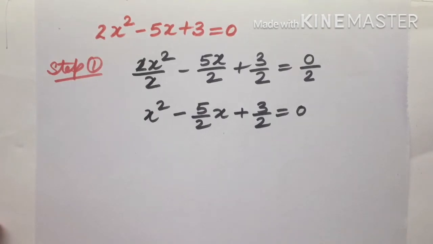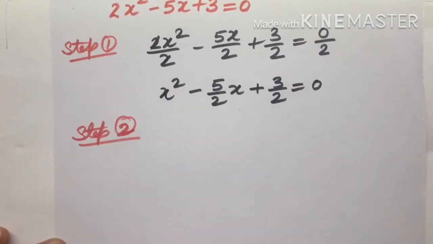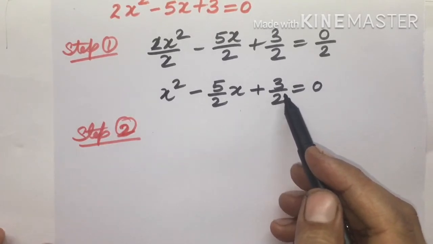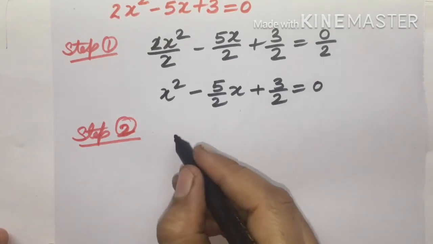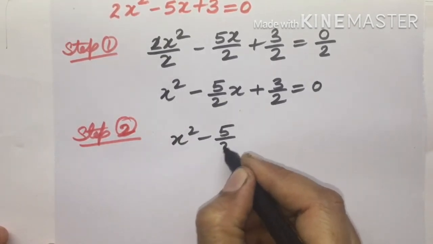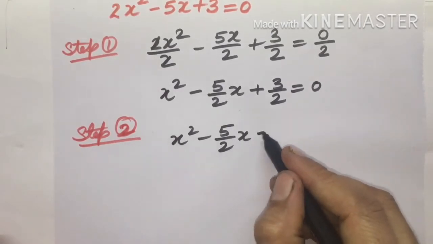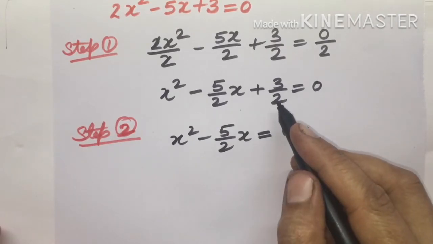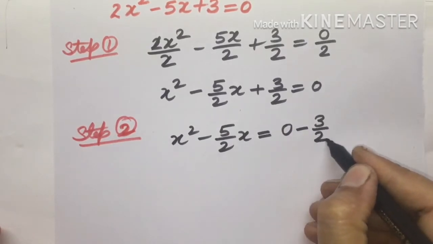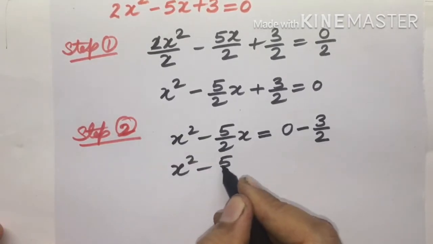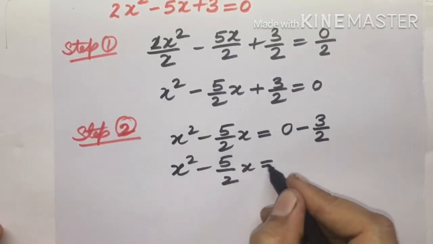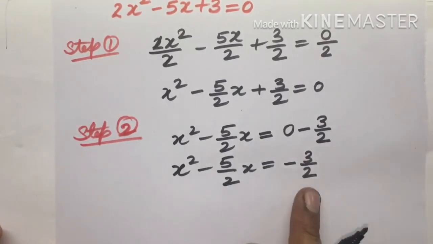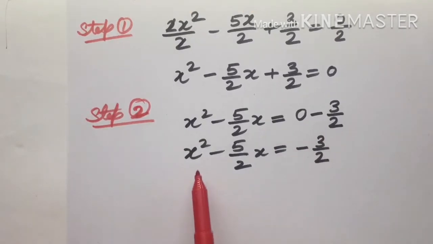After the first step, the second step is: in step number 2 we have to send the constant term, the term without a variable, to the right hand side. So x square minus 5 upon 2 x remains on the left side, and the constant goes to the right side. So 0 is there, and plus 3 upon 2 converts into minus 3 upon 2. So it will be x square minus 5 upon 2 x equals 0 minus 3 upon 2, which means minus 3 upon 2. That was the second step.